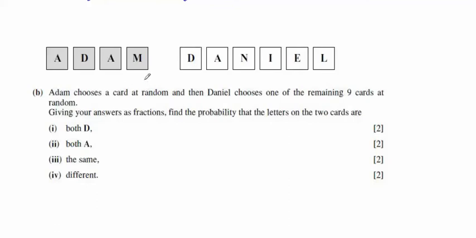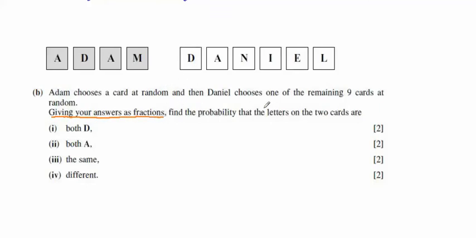So Adam is choosing one card from all 10 cards, and then Daniel chooses one from the remaining 9 cards, which means that after Adam takes one, 9 cards will be left over. So Daniel will take one card from the remaining 9 cards. So this is the experiment. Now, giving your answers as fractions. It is compulsory to give the answer as a fraction. If we don't, we will lose 1 mark.